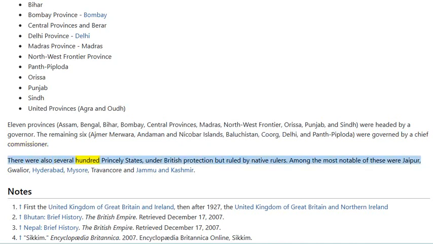There were also several hundred princely states, under British protection, but ruled by native rulers. Among the most notable of these were Jaipur, Gwalior, Hyderabad, Mysore, Travancore, and Jammu and Kashmir.